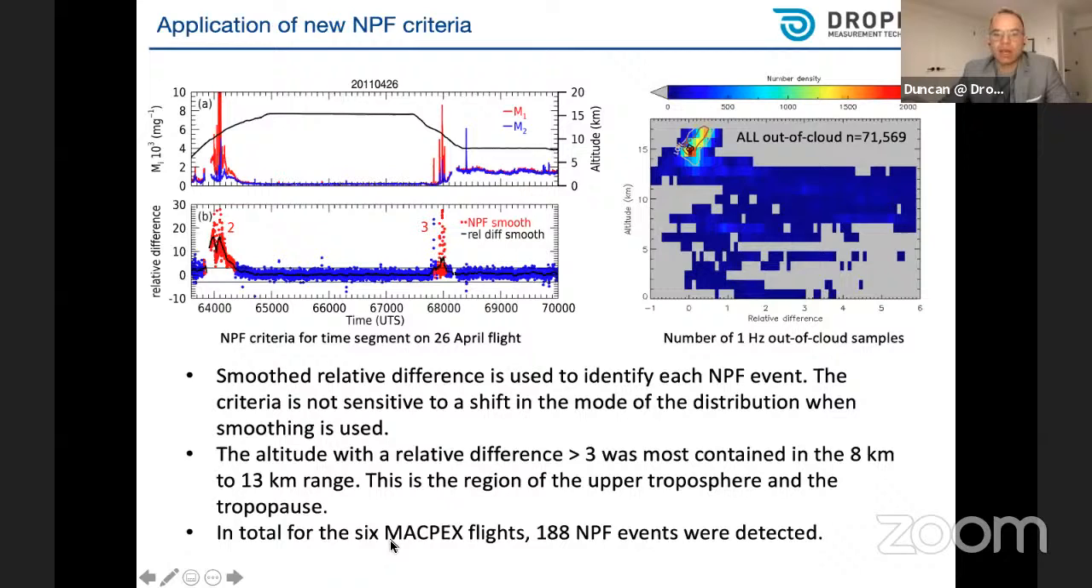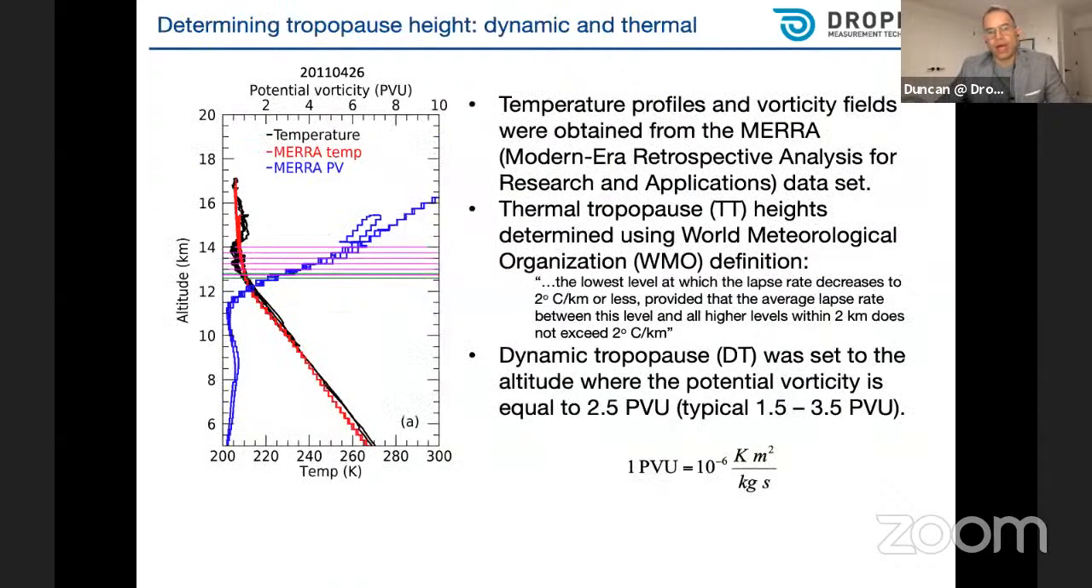In fact, there were 188 particle formation events identified on these 6 flights that I'm discussing in the study. In addition to identifying the particle formation event, it became very important to identify the tropopause. And I do this by using 2 methods, the dynamic method and the thermal method. The dynamic method I discussed briefly in the beginning of my talk when I was talking about the meteorology, and this is the potential vorticity method, or the PVU.